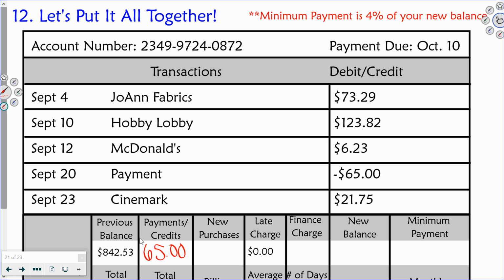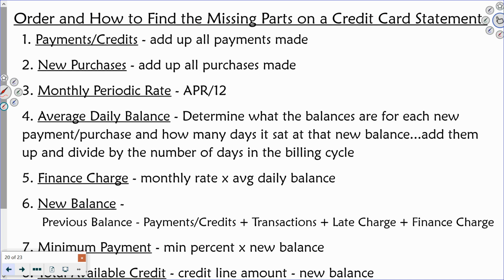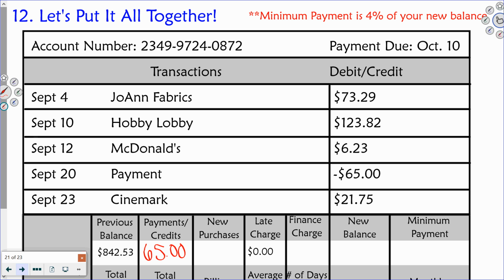So, guys, shh, stop speaking right now because I have people who are confused and I can't talk over you. Right now, we just did step 1. I looked at any payments that were made. And now I'm on step 2, which is to add up all my purchases. So my purchases are right here, here, here, here, and here. That was my payment, so I'm going to add up those other things. So 73.29 plus 123.82.